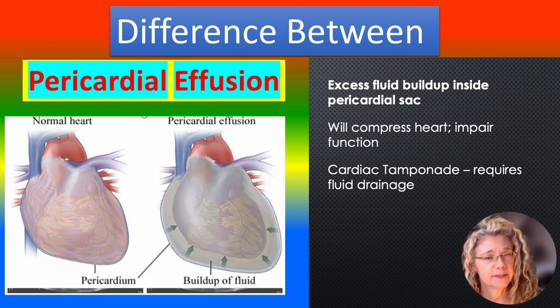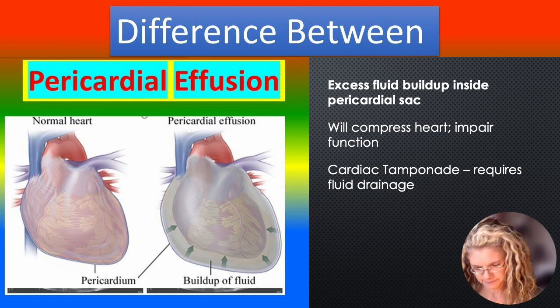So when that happens, we've got too much external pressure compressing the heart that does not allow it to fill properly. We call that tamponade, all right? And that requires us to do something, right? So what we're going to do is stick a needle into the chest through an intercostal space, into that space, and draw that fluid out.